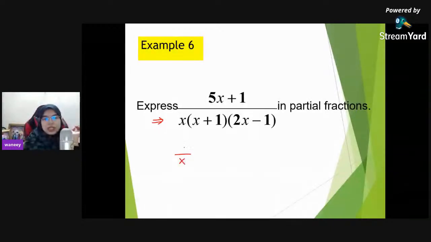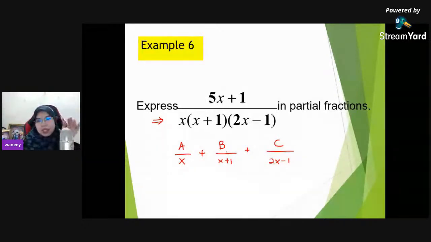Okay, so one fraction will be for the first linear factor. So the first one is x, so something over x plus something over x plus 1 plus something over 2x minus 1. And then since everything is simply a linear, so we are going to use a constant. So this is A, B, C. So now our job is to calculate what is the value of A, what is the value of B, what is the value of C.